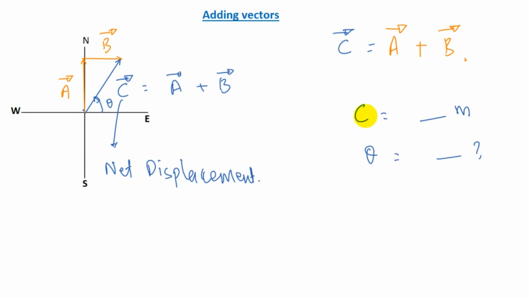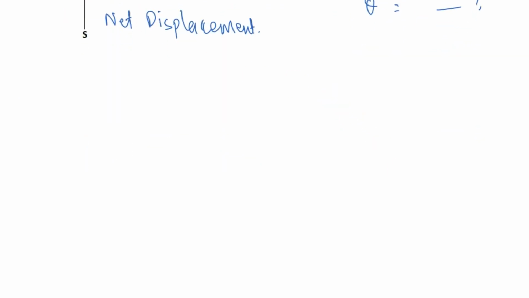Okay, now let's take one more example to better understand how to add vectors. In this case, there are three vectors. This is vector A. The next vector we have, let me draw it with a different color.